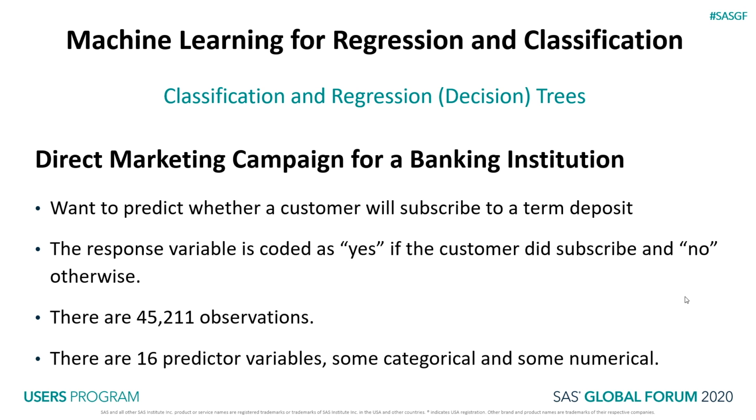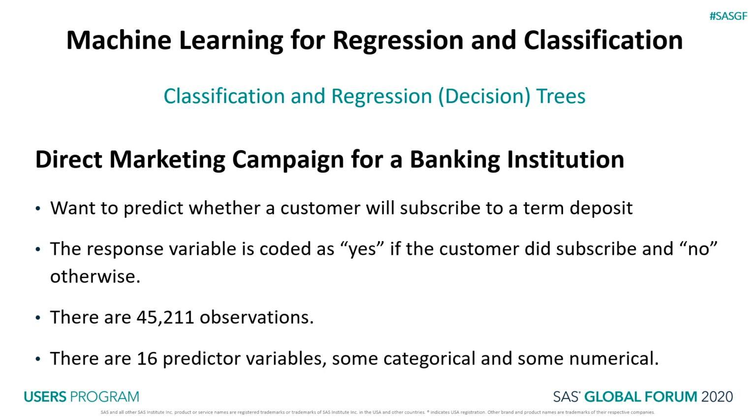And there are 45,211 observations, so that's quite a big data set. When I first saw that, I thought, boy, this is going to challenge some of the techniques, especially if we're going to do tenfold cross-validation. There are 16 predictor variables in the data set. Some are categorical and some are numerical.